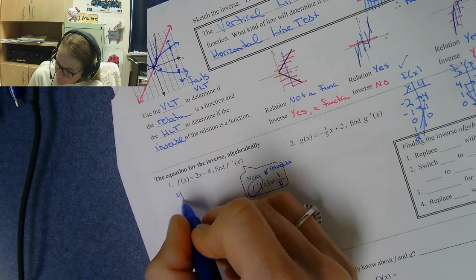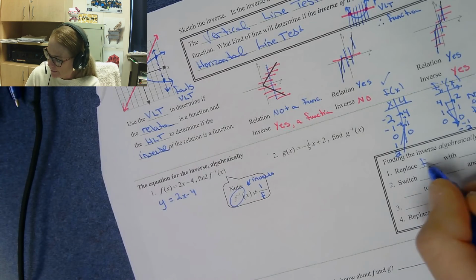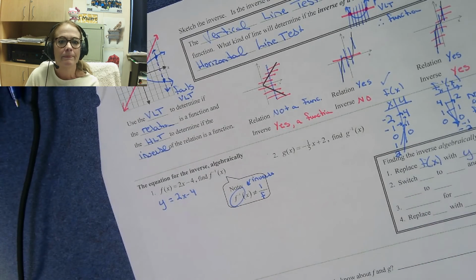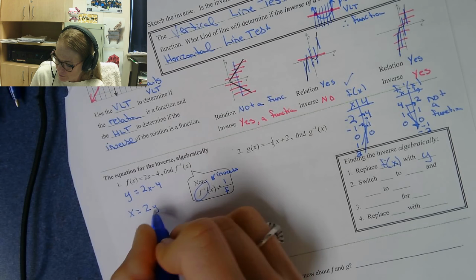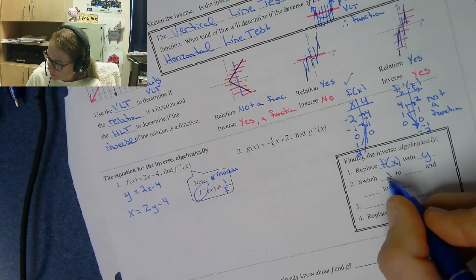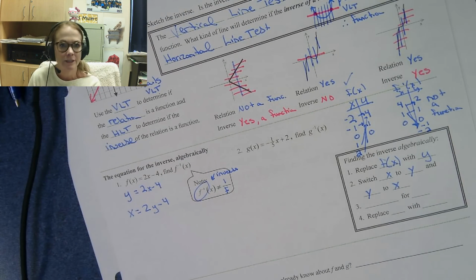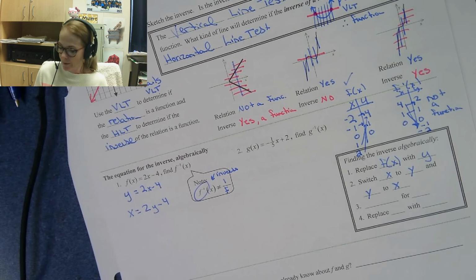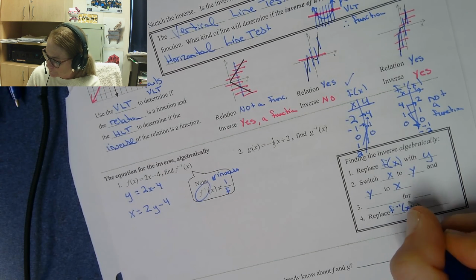The first thing you do is write this as y. You replace f of x with y. And then you switch. You switch x to y and y to x. You interchange them. So that's basically your inverse, but we want to write it with f inverse of x.